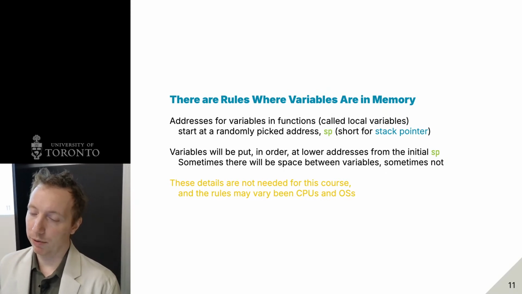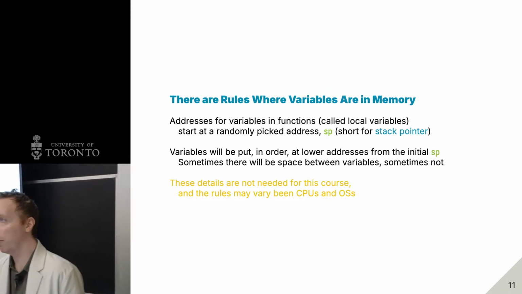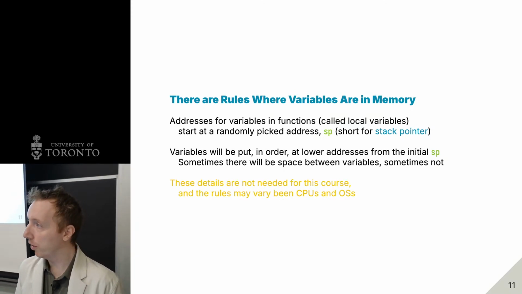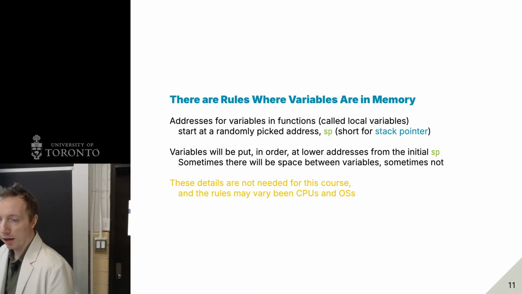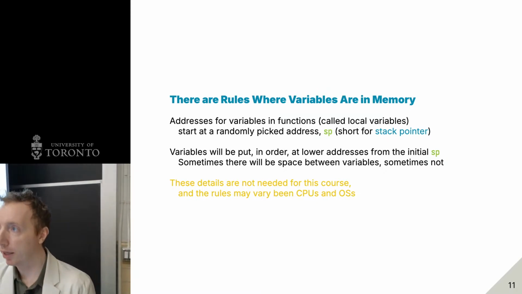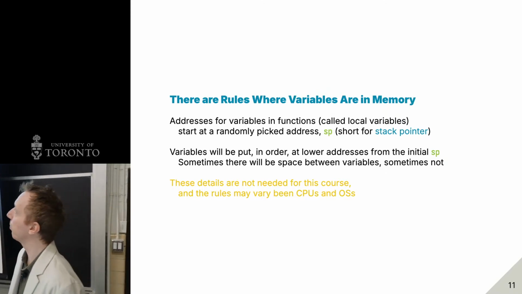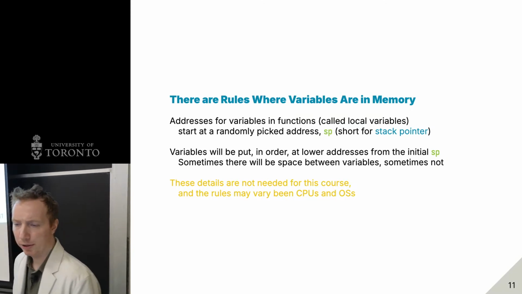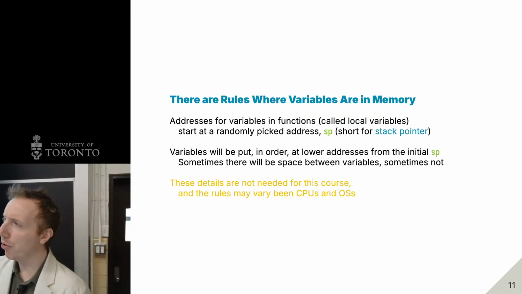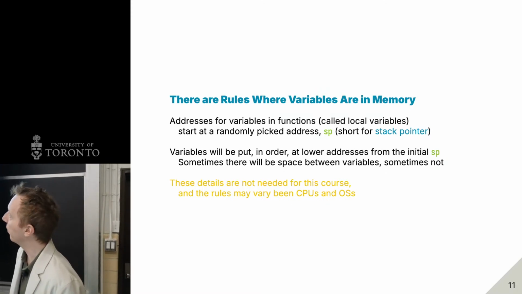Variables in your functions, if you talk to programmers with more experience, they'll call them local variables. You can call them local variables now. Sound really smart. By default, they start at a randomly picked address, SP. It's short for stack pointer. You will know what a stack pointer is once you get into more details on how a computer works.